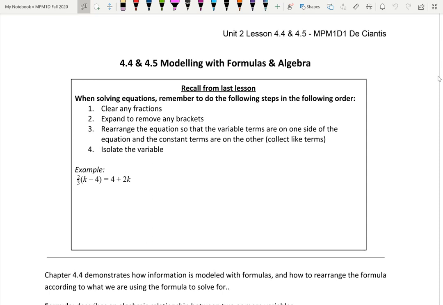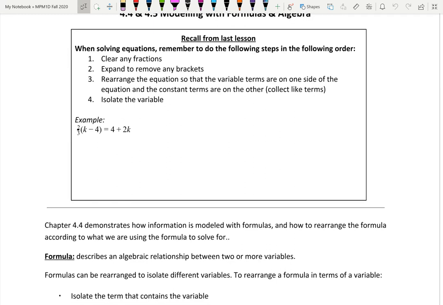Today's lesson is a combination of 4.4 and 4.5 together. We're going to start off by just recalling what we've learned from last lesson. So when solving equations, we're going to follow the steps 1 through 4. Okay, so let's try with this example. 2 over 3 times k minus 4 is equal to 4 plus 2k.